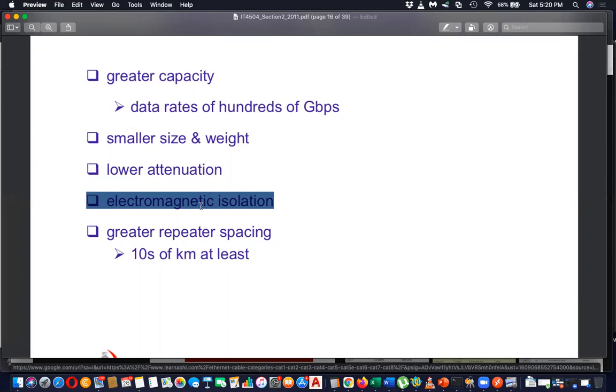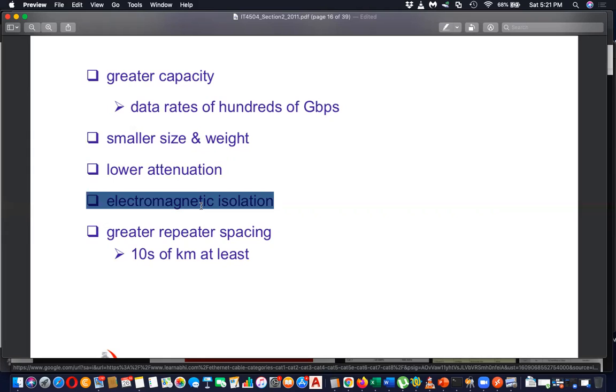Electromagnetic isolated. Reason? So not like copper cables. Copper cables are conductors sending electrons. Electrons used to bend or slow down with the electromagnetic interference.